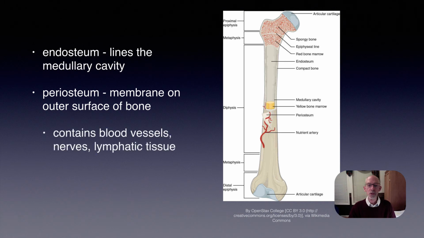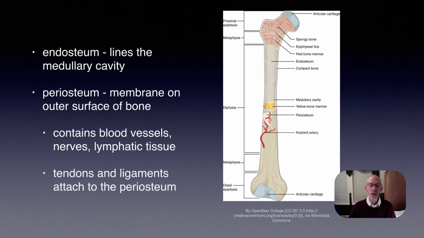The perimeter of a circle is the distance around the circle. This periosteum, as you can see, contains blood vessels. It also has nerves and lymphatic tissue. The tendons and the ligaments also attach to the periosteum. In other words, the tendons and ligaments sort of weave themselves into the periosteum so that they can be attached to the bone.